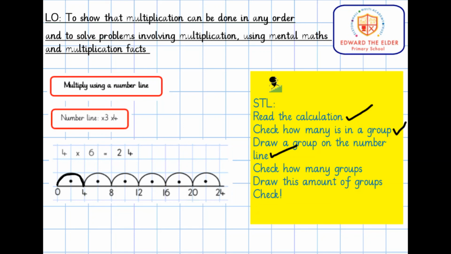Now we need to check how many groups to draw. For this example, we need 6 groups. 6 groups of 4. Now we need to draw this amount of groups. 1 group of 4, 2 groups of 4, 3 groups of 4, 4 groups of 4, 5 groups of 4, 6 groups of 4.